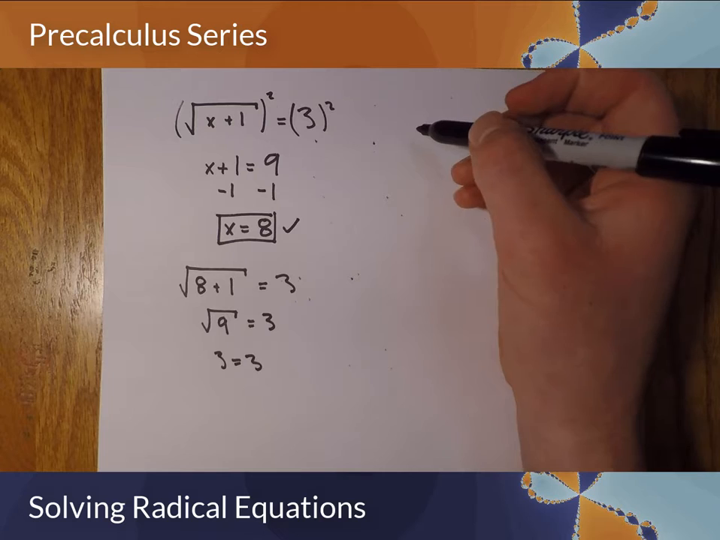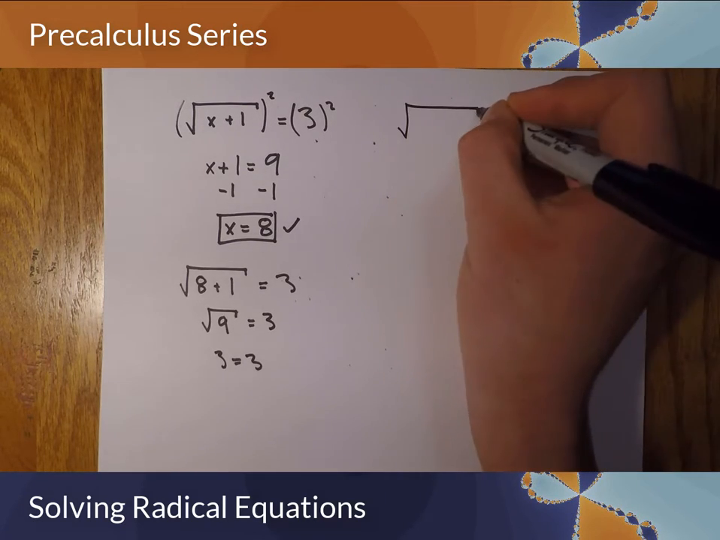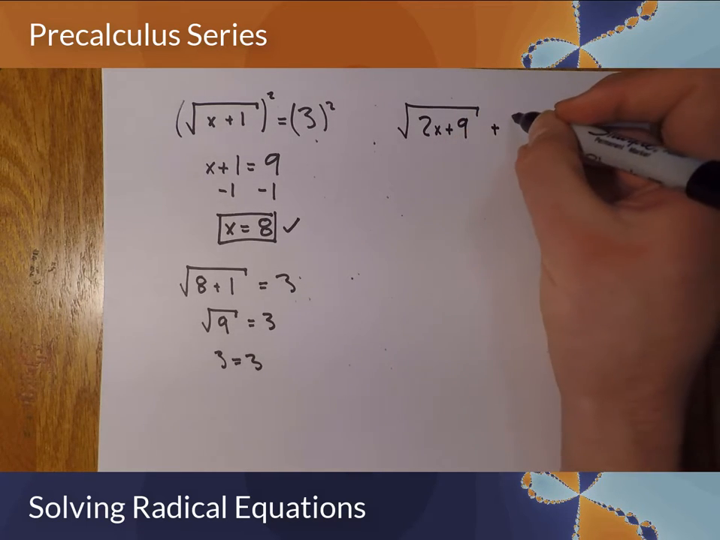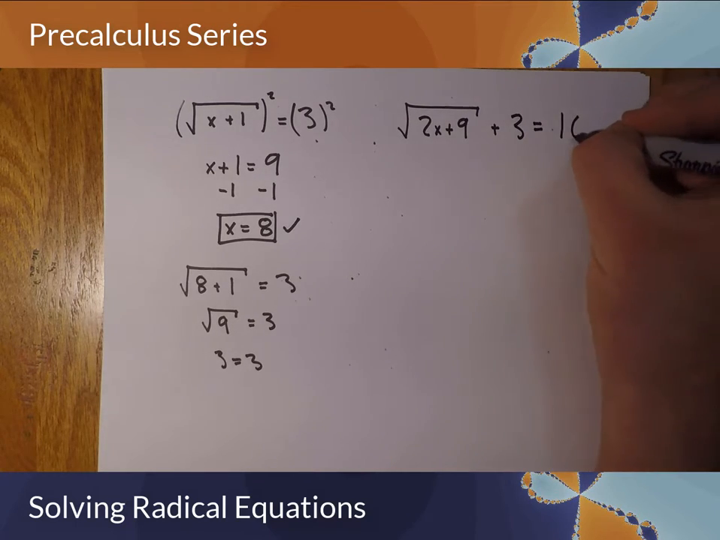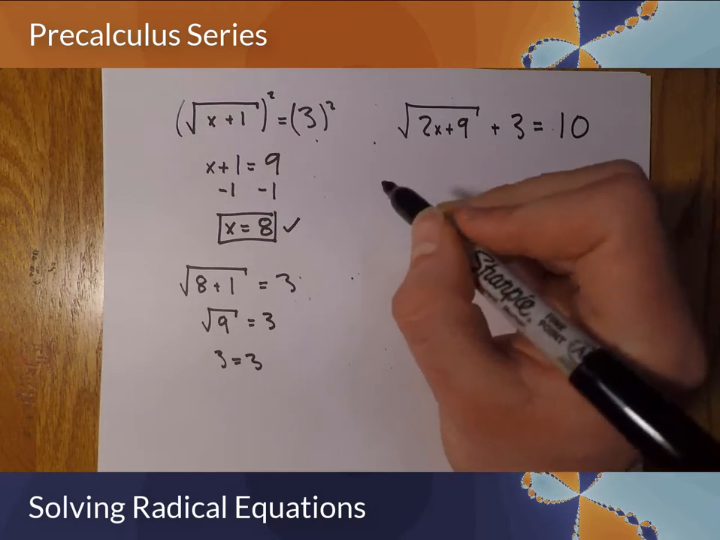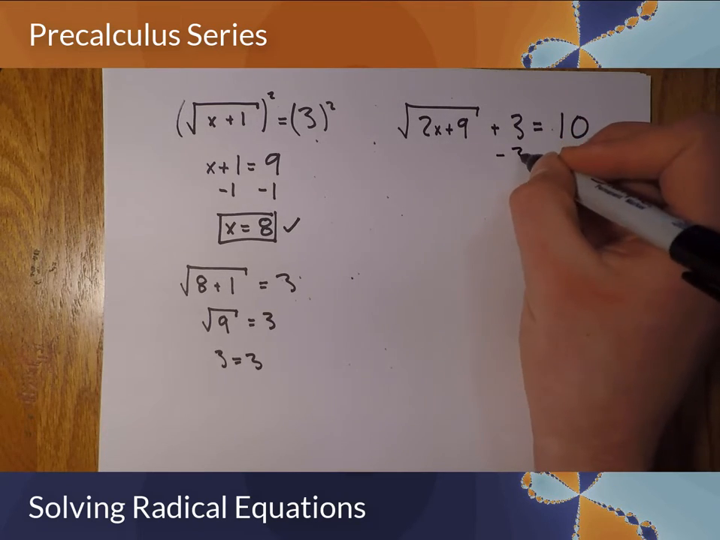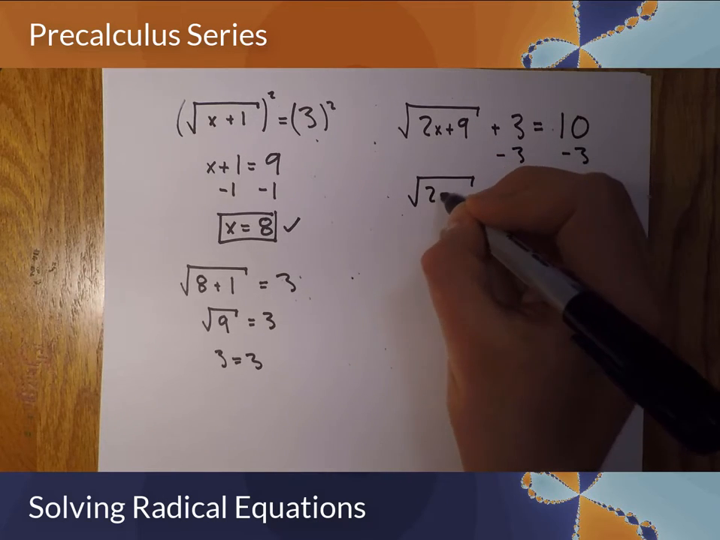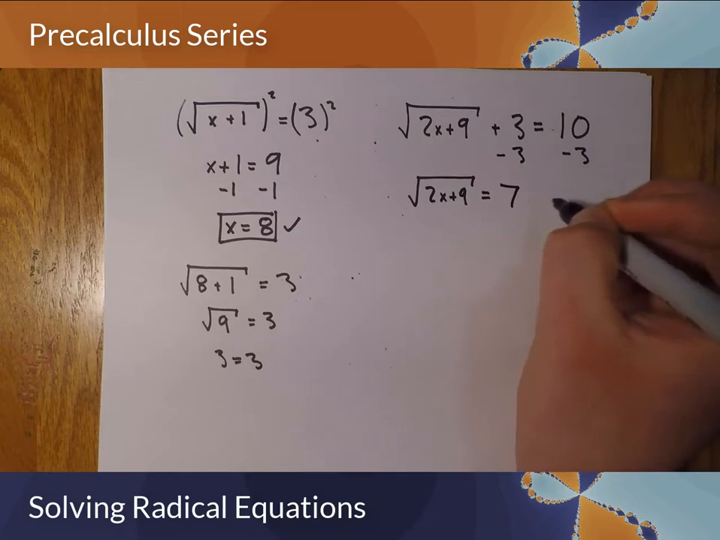All right, so now let's do another problem. Let's say we have the square root of 2x plus 9, plus 3 equals 10. All right, so the first thing we have to do is subtract 3 from both sides to isolate the radical. And so we're left with the square root of 2x plus 9 equal to 7.